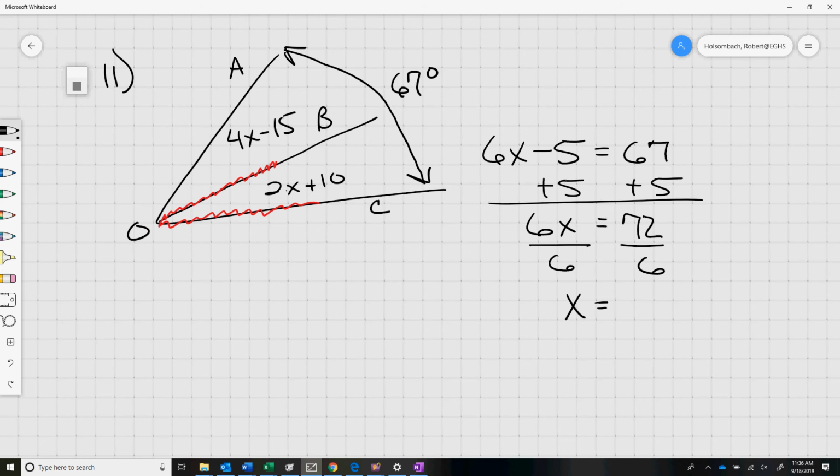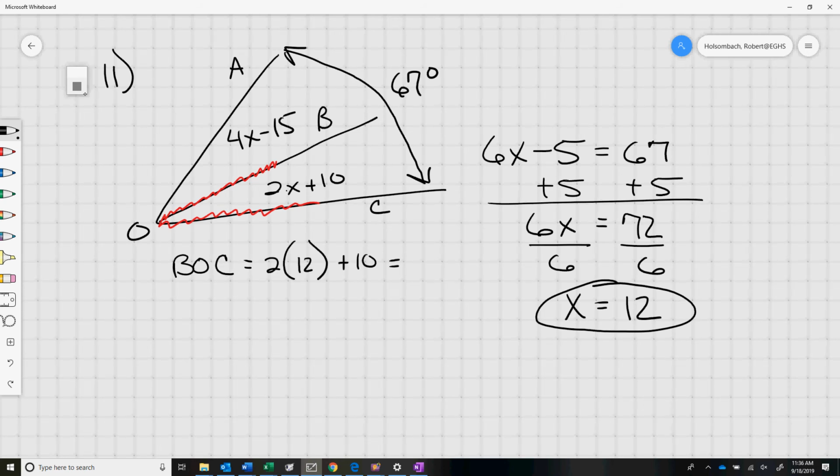That's not your answer though. That's just a step on the way to the answer. You need the measure of angle BOC and AOB. You need them both. So BOC is going to equal 2 times 12 plus 10. 24 plus 10 is 34. You also need AOB. AOB is going to be equal to 67 minus the 34. So 67 minus 34, and that's 33 degrees.